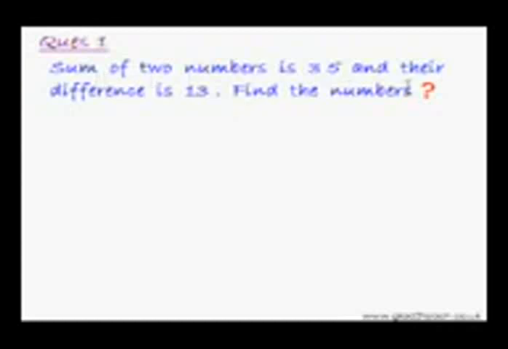Word problems based on simultaneous equations. We are starting with a very simple question, so I'm sure that you'll be able to do it in no time. Sum of two numbers is 35 and their difference is 13. Find the numbers. Start.